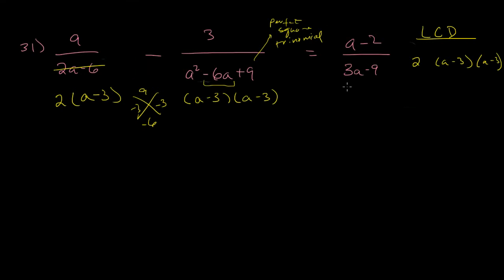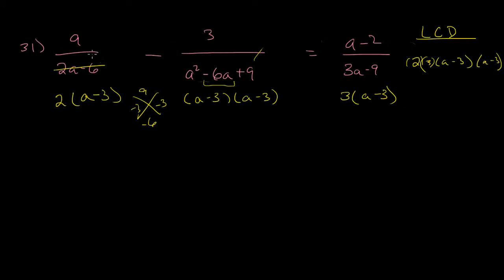And this one only has a greatest common factor, which is 3. And that's a minus 3 there. And this one only has one of the a minus 3, so we're good with that one. But I now need to account for this 3. So my LCD is 2 times 3 times a minus 3 times a minus 3. And let's multiply that all the way across our equation here.